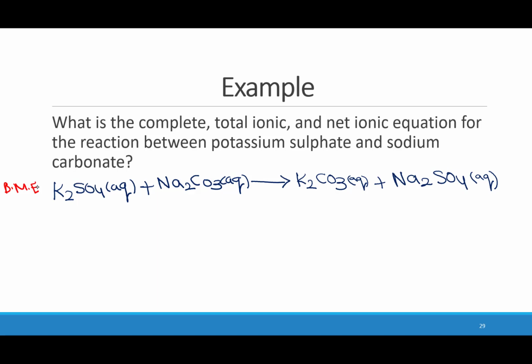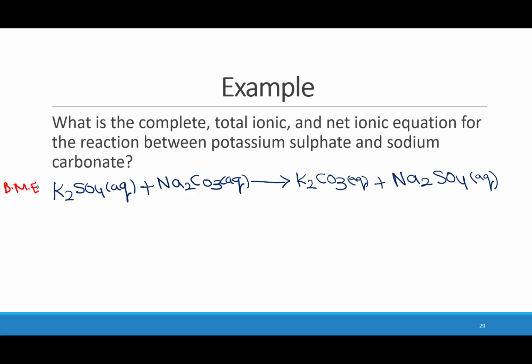One thing that you want to know, this is already balanced, but just to double check it, we have two potassium on each side, one carbonate ion on each side, two sodium on each side, and one sulfate ion on each side. Remember, when we are doing polyatomic ions or oxyacid ions, just balance it as a whole. You will say I have one sulfate ion on the reactant side, one sulfate ion on the product side. That's how we do it. This is already balanced. I don't need to balance it at all.